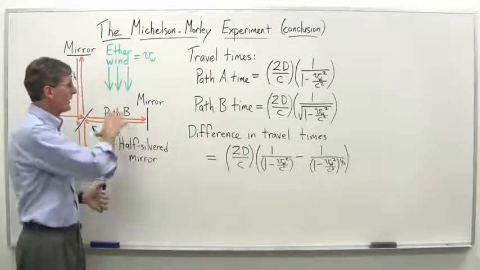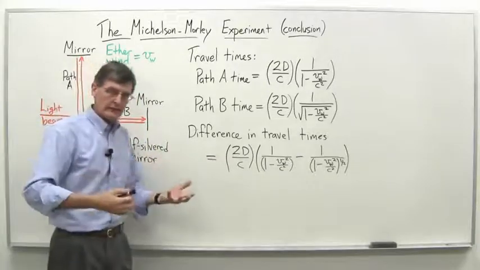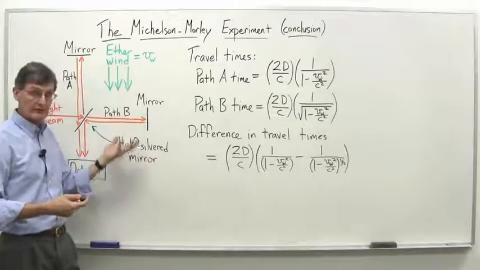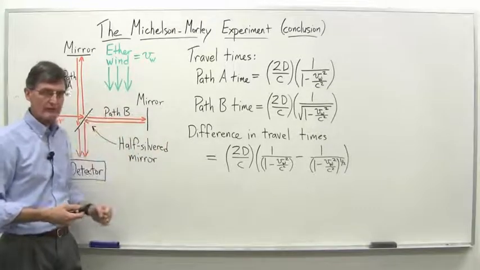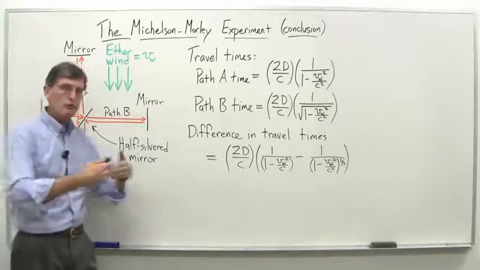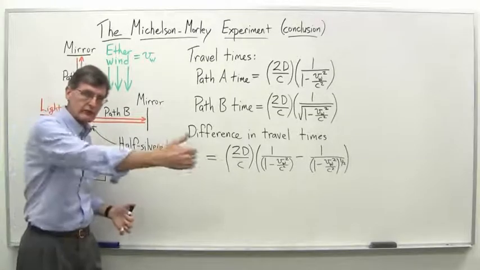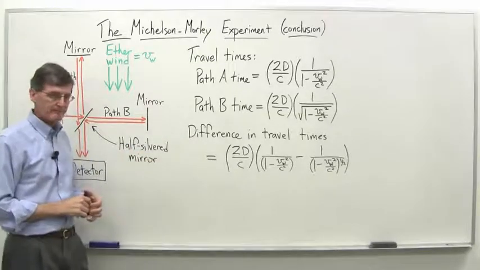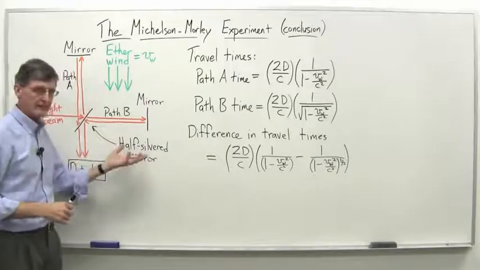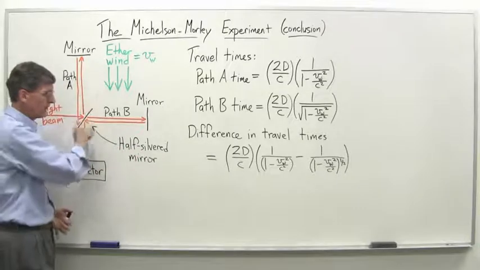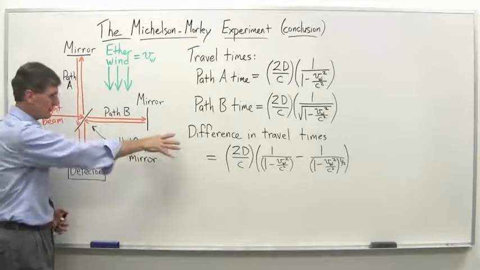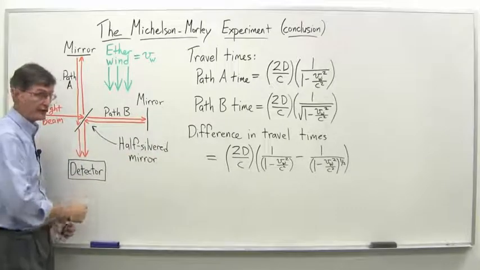That if a wave is in a medium, and the assumption here is that the medium of light waves is the ether, and if that is moving, then that affects the speed of the light that we would measure. So we should see a difference here. One path should have a different travel time compared to the other path when it gets to the detector here.